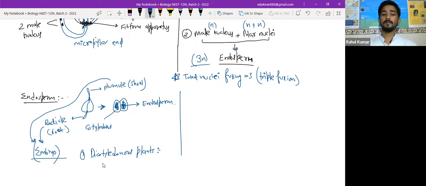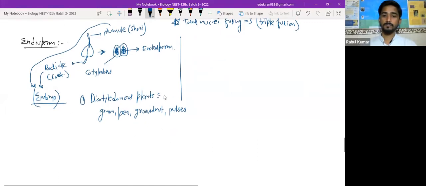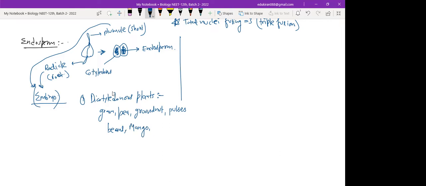For example, these are gram, pea, groundnut, and pulses, right? Most of your pulses can open. Arhar, moong, all these. Beans can also open from the middle, like a kidney bean, rajma, we call it. These are all dicotyledons. Mango. You know, mango seed can also split from between. Chiku. All these are dicots.